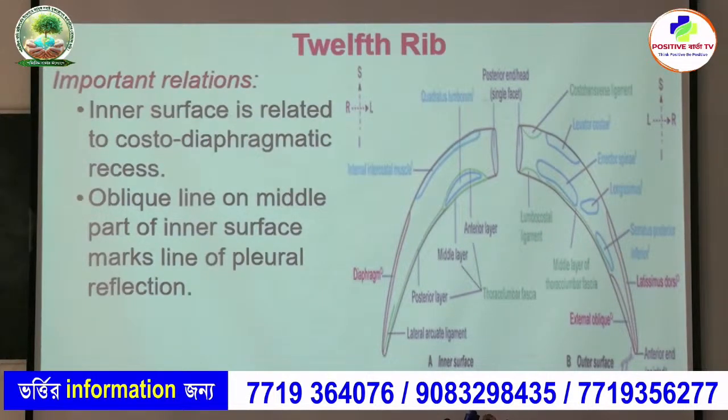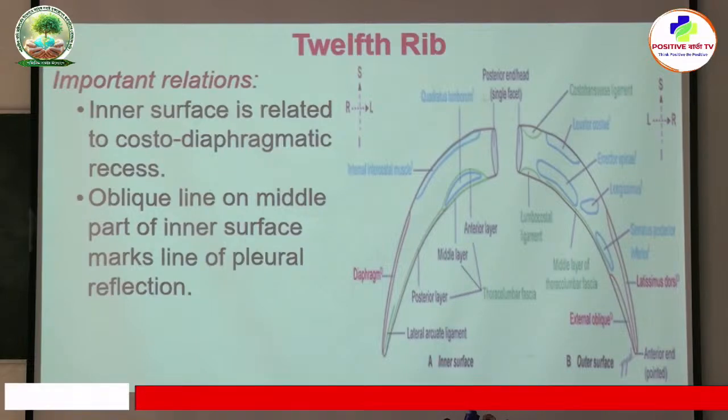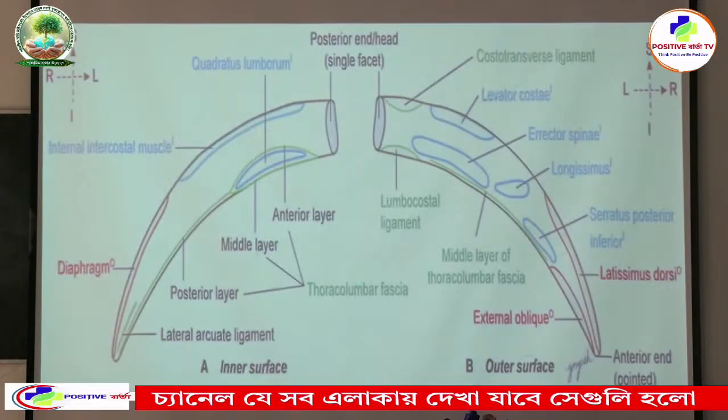Important relations. Inner surface is related to the costodiaphragmatic recess of the pleura. Okay. Oblique line on the middle part of the inner surface marks the line of pleural reflection. So this rib is related to the costodiaphragmatic recess of pleura. In hydrothorax, pneumothorax, pyothorax like this, you have to insert the needle into this costodiaphragmatic recess to drain the fluid or air. So this is an enlarged view of different attachments.